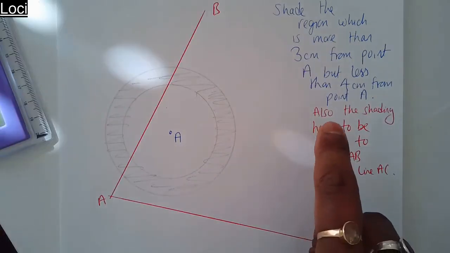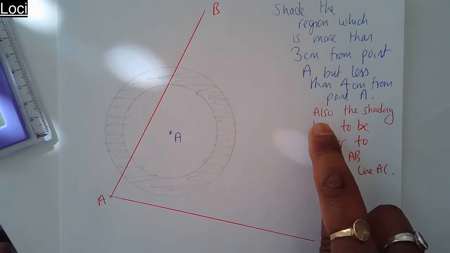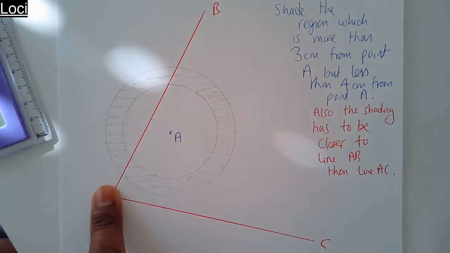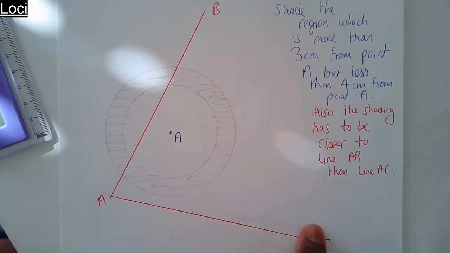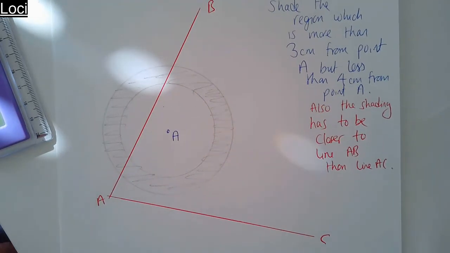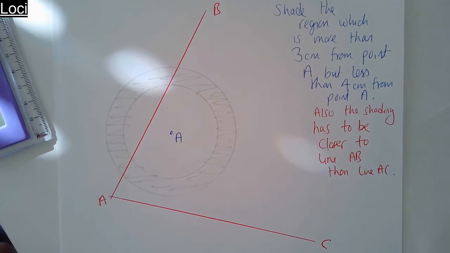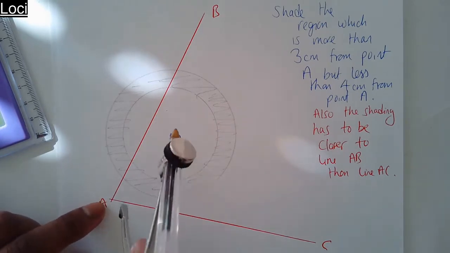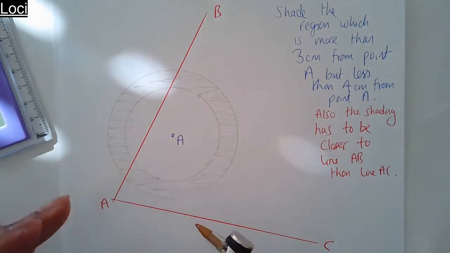Right, I've added on a bit of extra here. The shading has to be closer to line AB than line AC. So if you look at this, I need to construct an angle bisector, which I'll have shown in a previous video to this. So to construct an angle bisector, put the needle on A, because that's the angle that I'm going to cut in half.